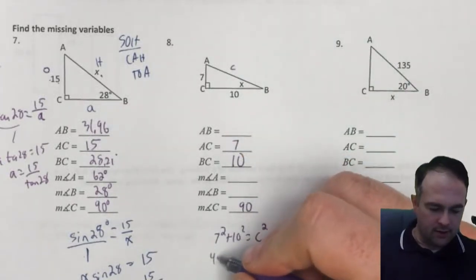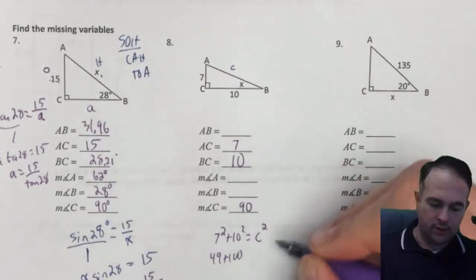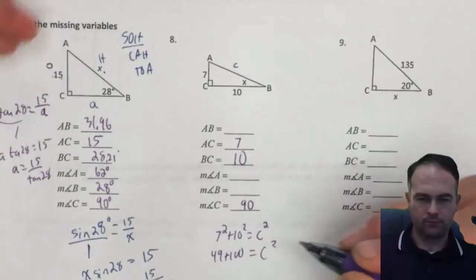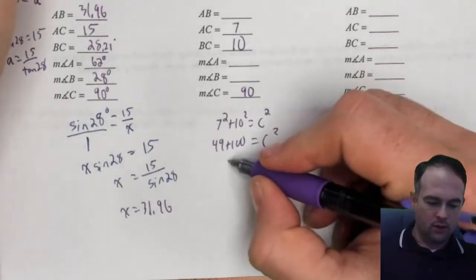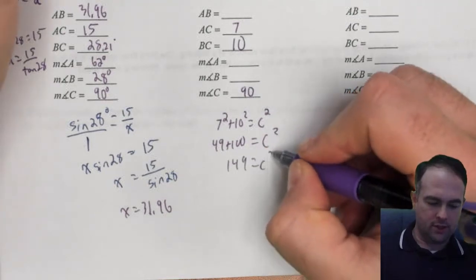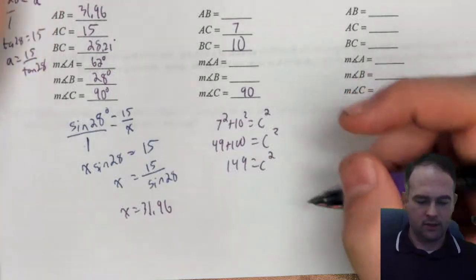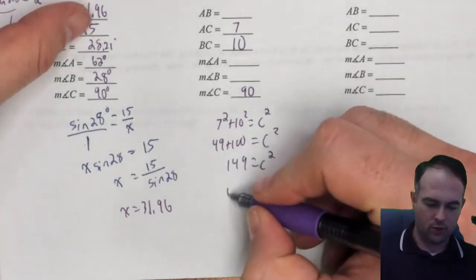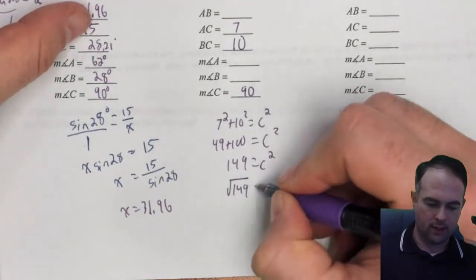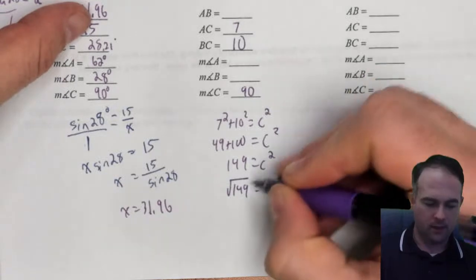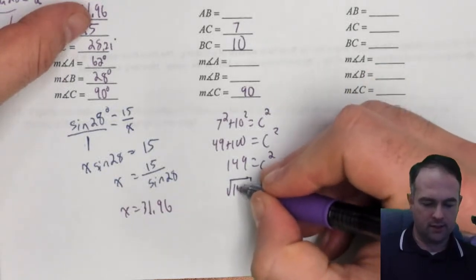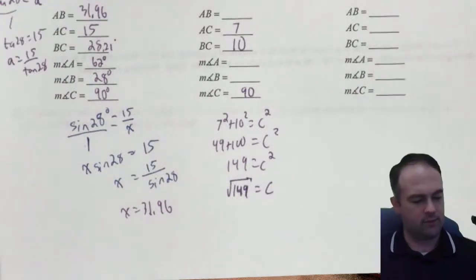Now, that gives me 49 plus 100 equals C squared. 149 equals C squared. And now let's go ahead and simplify this. Square root of 149 equals C. And then the question is, can this thing be reduced? Can we simplify the radical?